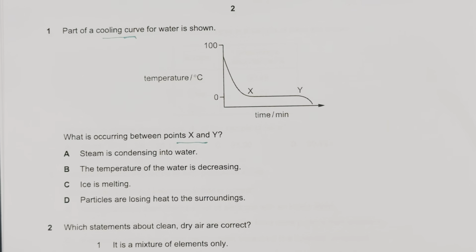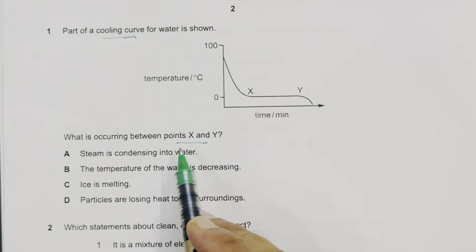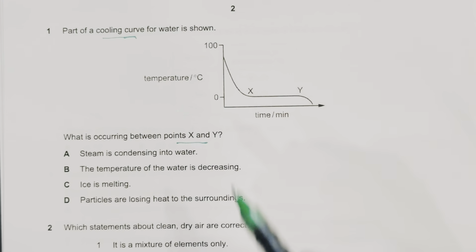When there is no change in the temperature, it means that particles are changing state, and changing state means a change of state is occurring. So we're going to tell from the given options which is the best option. Steam is condensing into water. Now this option is not valid because this option shows that it is going from the vapor point to the end point. So this is not the valid option.